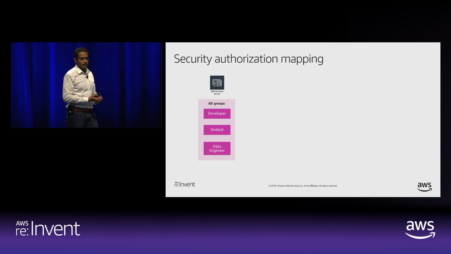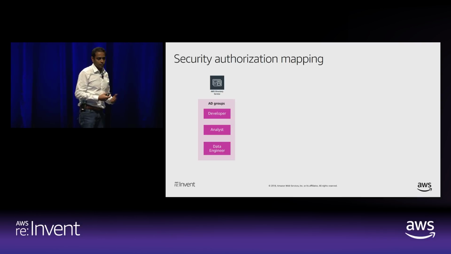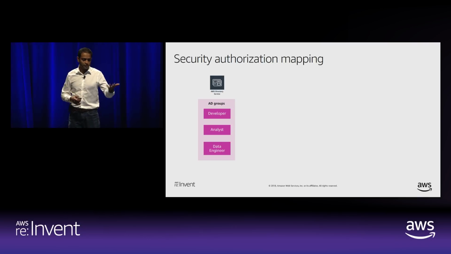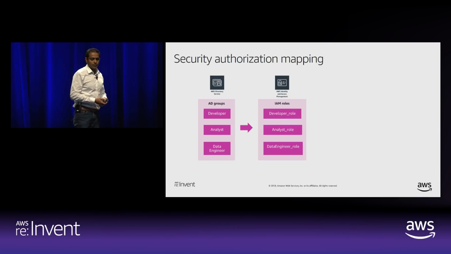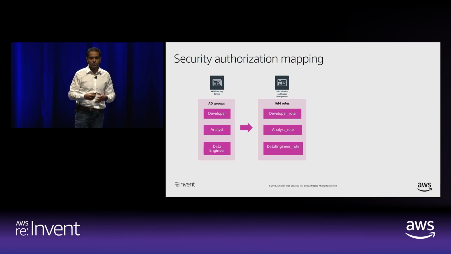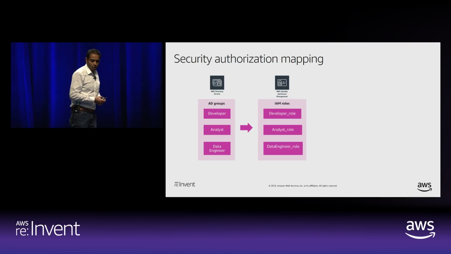Let's walk through a little bit about authorization. So when you enable federation, think about this as a standard Active Directory. You have AD groups like developer, analyst, and data engineer. When you enable federation with AWS, that gets mapped out to what we call IAM roles. And IAM roles could look like a developer role, an analyst role, or a data engineer role.